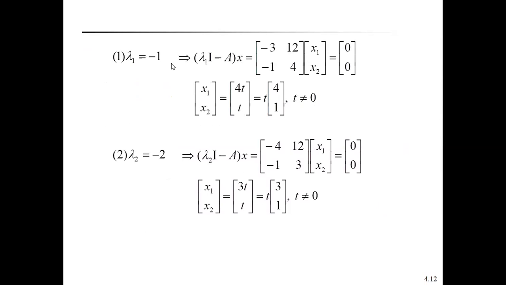Here, finding for lambda 1 equal to minus 1, first write the eigenvector equation (lambda 1 I minus A) x. By reducing into echelon form to find the values of x1, x2, we get 4t, t. T is common, so (4, 1). This column vector is called the eigenvector corresponding to lambda 1 equal to minus 1. Similarly, for the eigenvalue lambda 2 equal to minus 2, we get the eigenvector (3, 1), where t is not equal to 0.